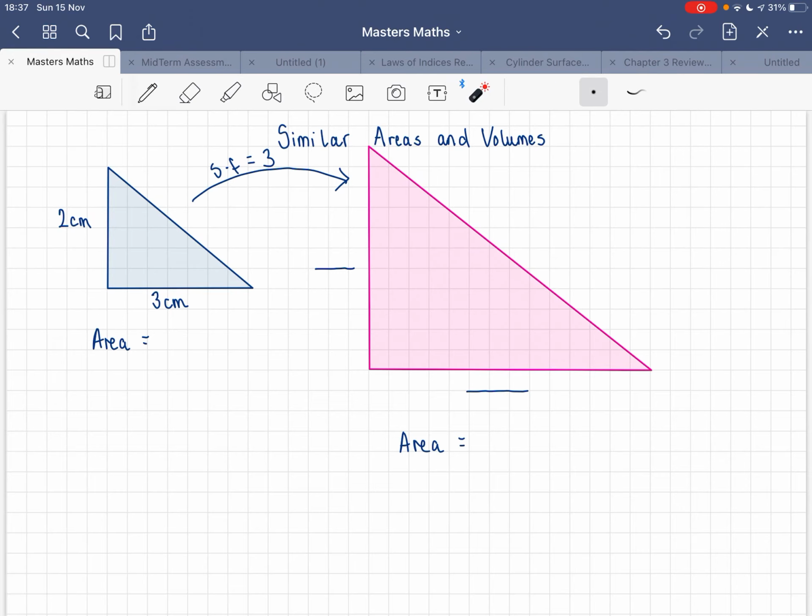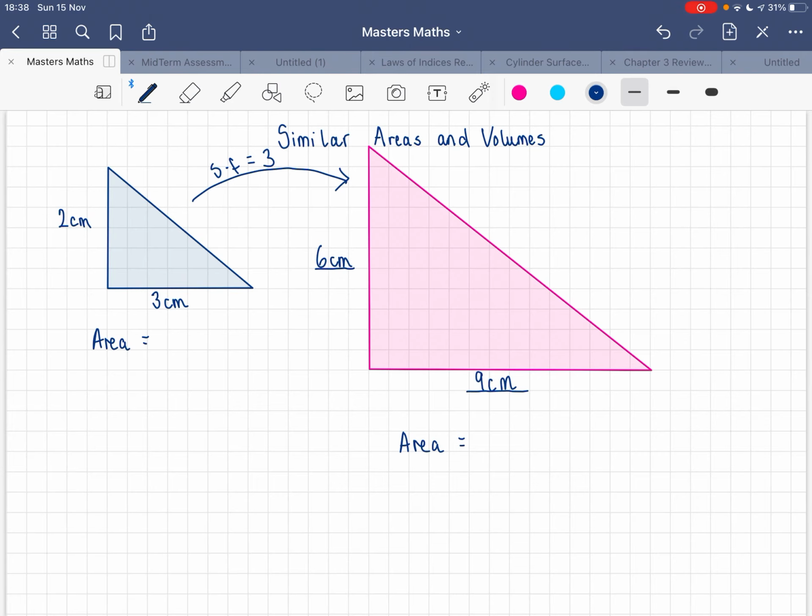If this length here is 2, this is our corresponding length. So we multiply it by 3 to get the new length. 2 times 3 is 6 centimeters. The base, again, they correspond. We have a 3 here and we're trying to work out this one. So we times 3 by 3, which gives us 9 centimeters for the base of our enlarged triangle.